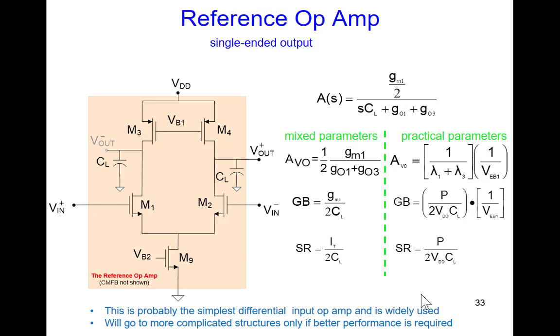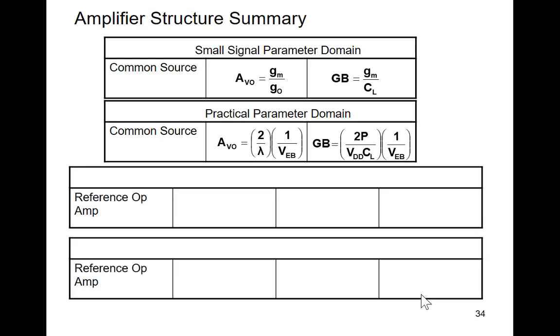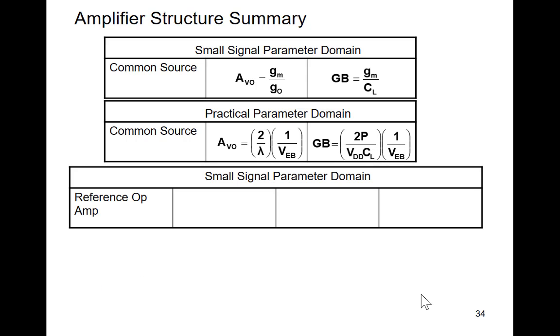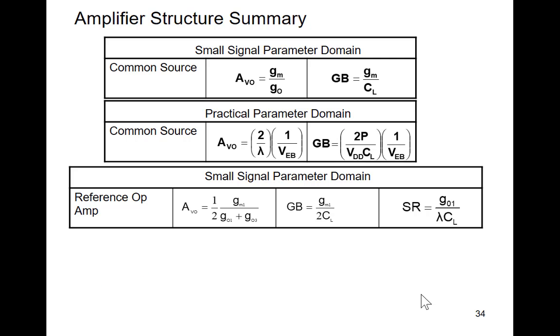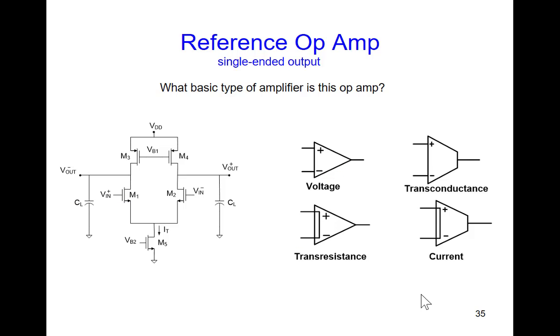So now let me try to summarize where we're at. We started out with a single-ended, single output structure. In the small signal parameter domain, that common source amplifier with an ideal current source bias had gain GM over Gout, and GB is GM over CL. In the practical parameter domain, we had the gain and the gain bandwidth product. Now we have the reference op amp. We have the gain bandwidth product and the slew rate in the mixed parameter domain, and finally, we have these expressions in the practical parameter domain.